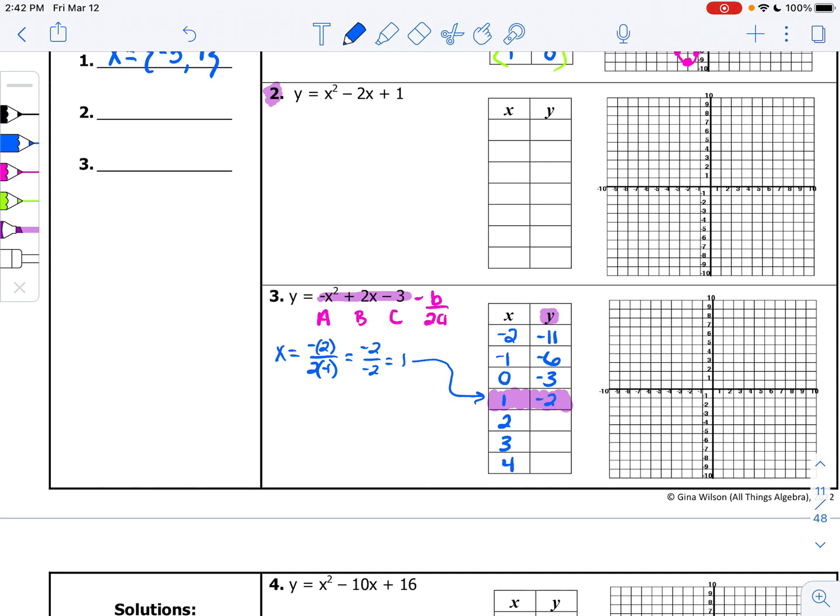So when we substitute in 2, we get -3. And make sure you're substituting it into both x values. When we substitute in 3, you get -6. And 4, -11.